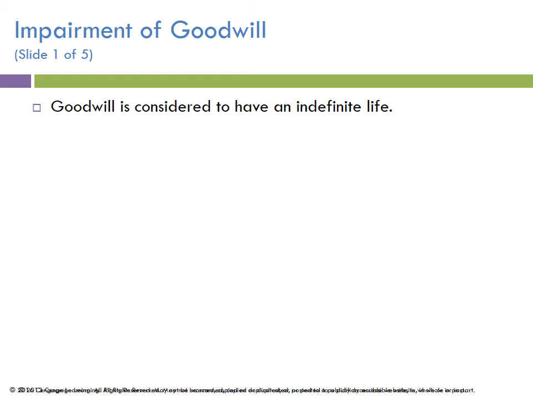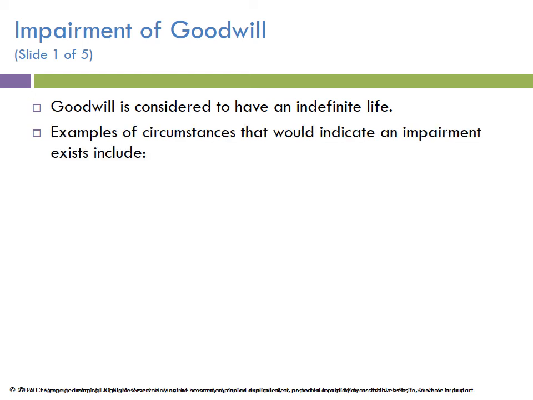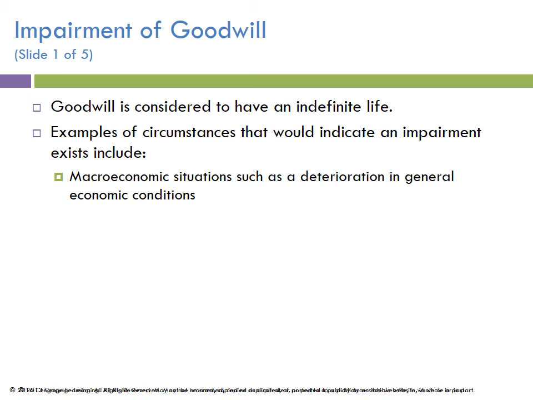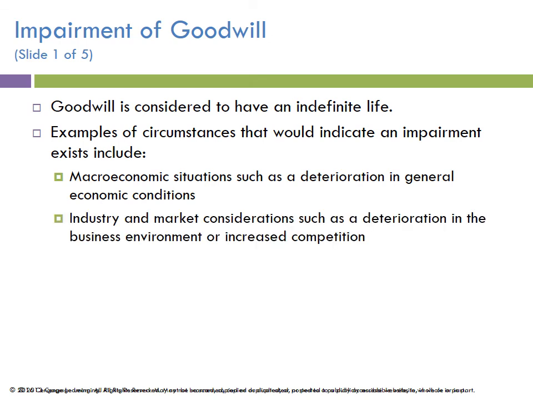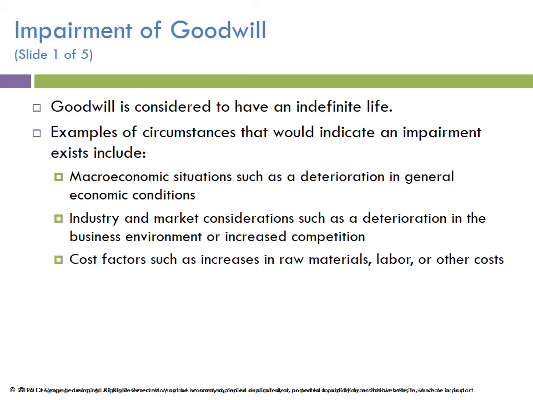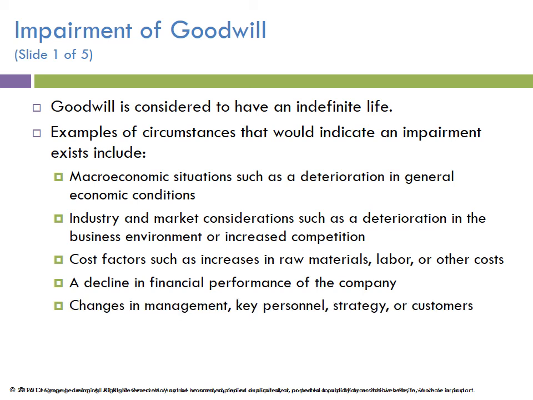Now, goodwill has an indefinite life, so it has to be tested for impairment. Impairment would exist if macroeconomic situations, such as deterioration in economic conditions or industry and market considerations, deteriorate; cost factors such as increases in raw materials, labor, or other costs in the industry; or a decline in financial performance of the company could affect goodwill, what somebody values beyond a fair value of the company. Changes in management. Maybe they had a really good management team and they all left. An expectation that a reporting unit may be sold.